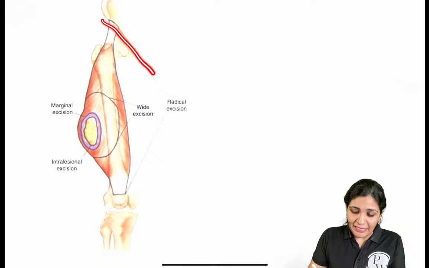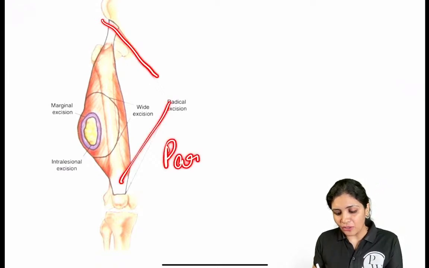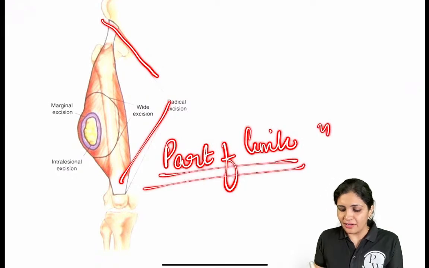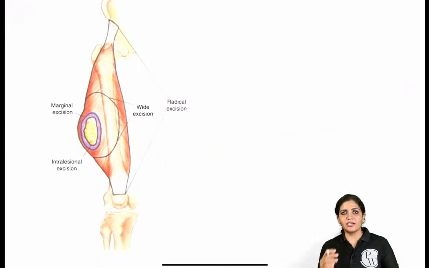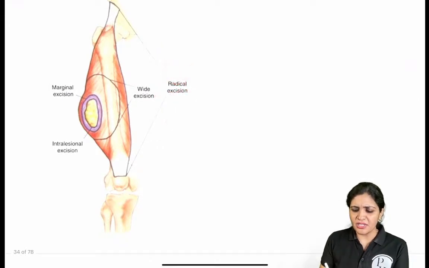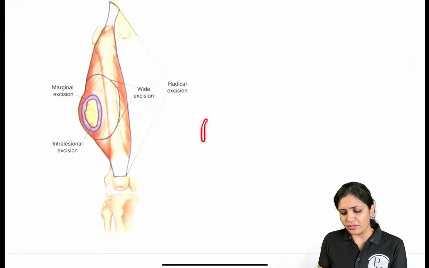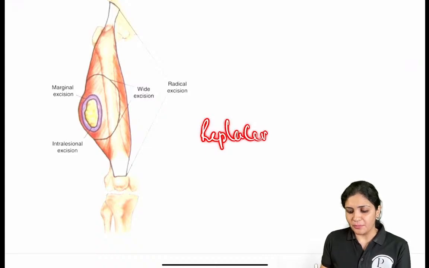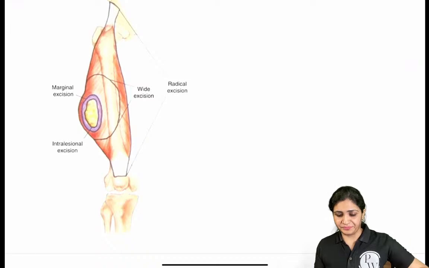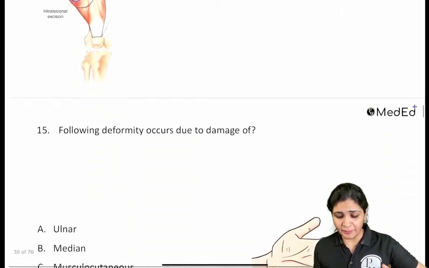And then you go for radical excision, where you remove a part of the limb, to be very, very sure that the recurrence is not happening. So that is your radical excision. But nowadays there are no radical excisions. They are doing wide excisions, or they are going with replacements. So replacements after your excision, right? So that is the answer.